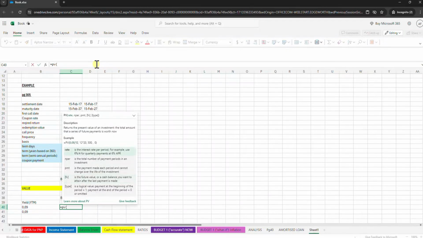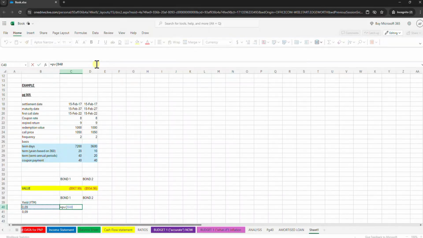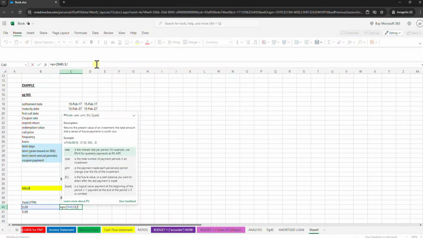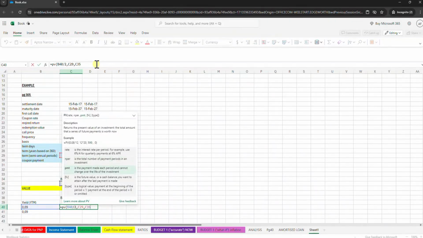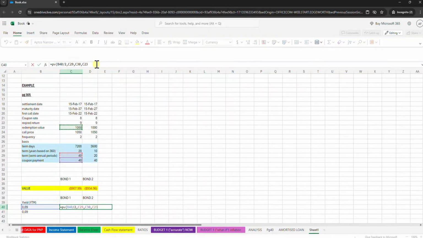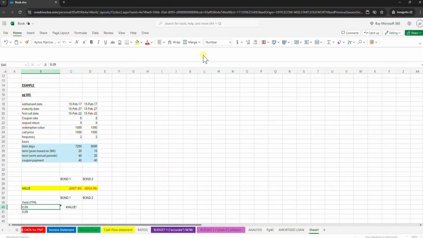PV, brackets, okay, the rate, divide by 2, divide by 100. No, we don't have to divide by 100 because it's already 0.9. Okay, the N was my number of periods, 40. The payment was 40. The future value was 1,000. It doesn't like this amount here. It is a number. Let's try general. Nope, doesn't like it. Okay. Right. Oh, it likes that.